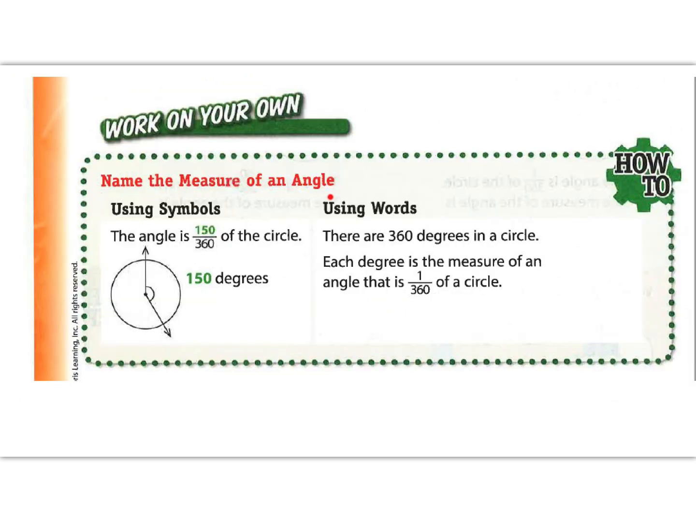This says, name the measure of an angle using symbols. The angle is 150 over 360ths of a circle, so it is 150 degrees. There are 360 degrees in a circle. Each degree is the measure of the angle that is 1/360th of a circle. So if it takes up 150 over 360, you know it's 150 degrees.